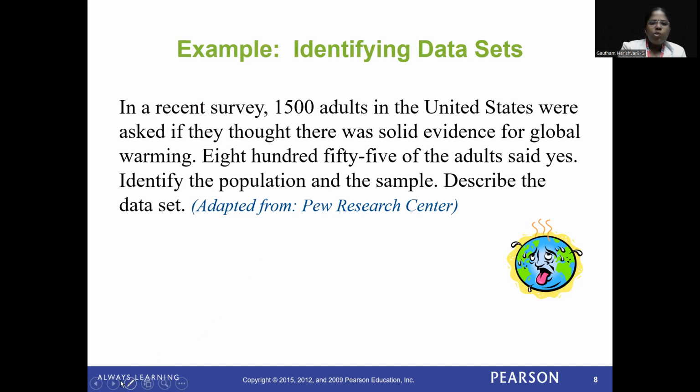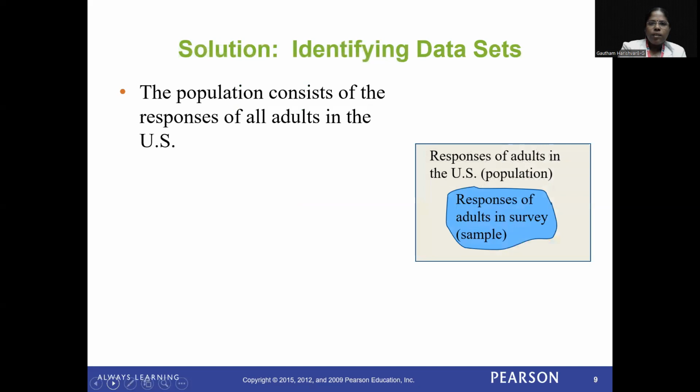Please tell me which one is the population here and which one is the sample. First of all, please read the example and understand it well. Then identify the data sets. In this example, we can say the population is the responses of all adults in the US. That is called the population, all adults in the US.